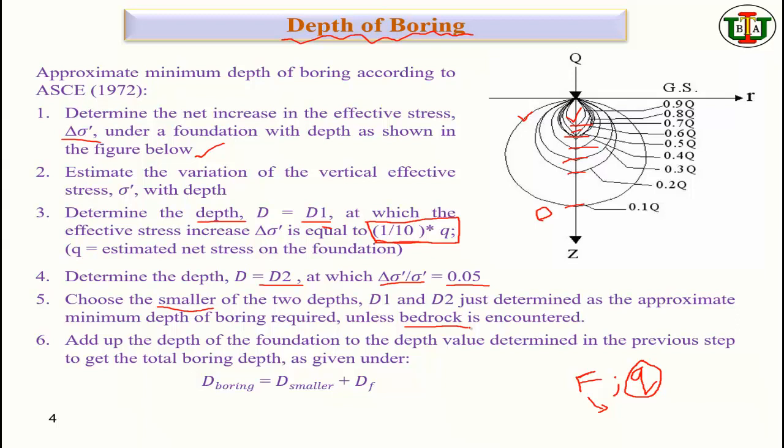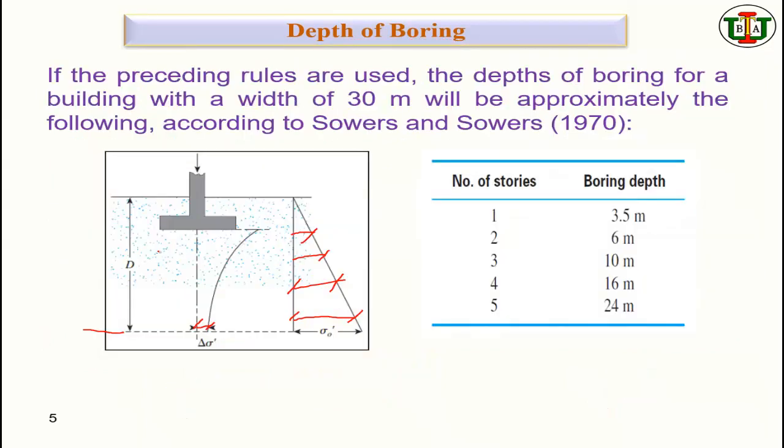So it's around 3 meters. We will discuss that later. If there is no bedrock, you stick to the plan. Once you have the smaller depth, you just add Df. Df is the depth of foundation from the above ground, so that would be the total depth of boring. Here you can see that is your Df. So you consider Df plus D, that would be total D. Is that clear now?